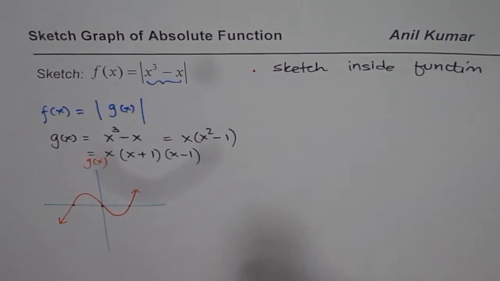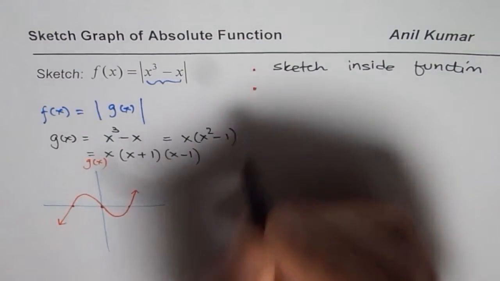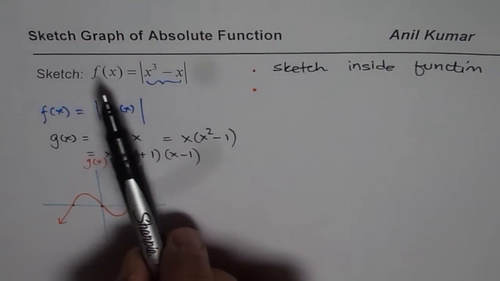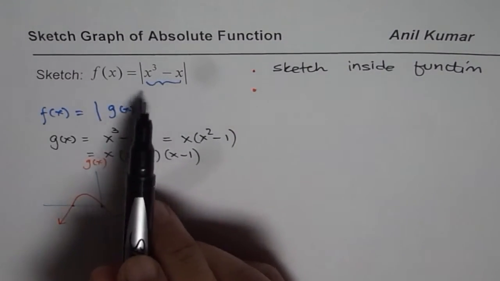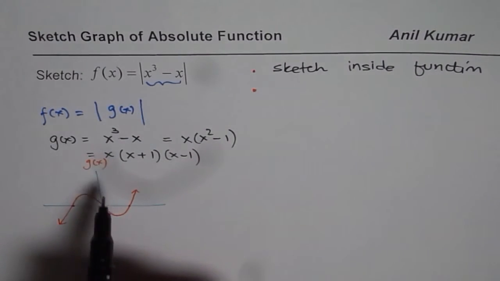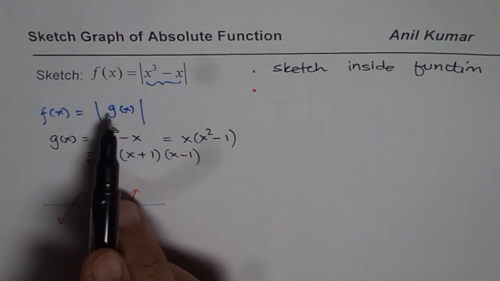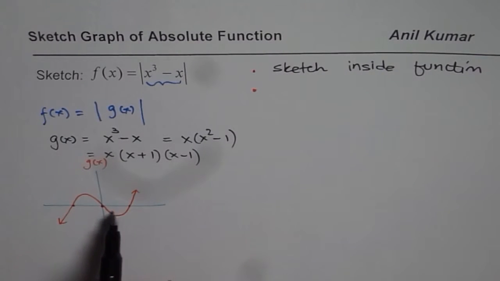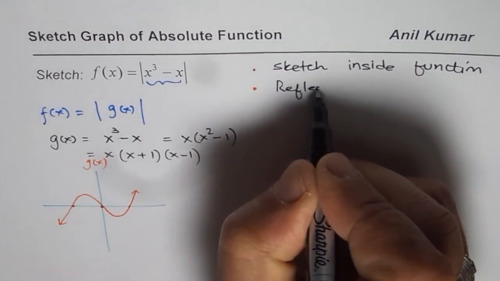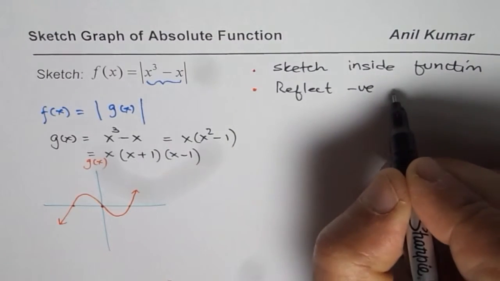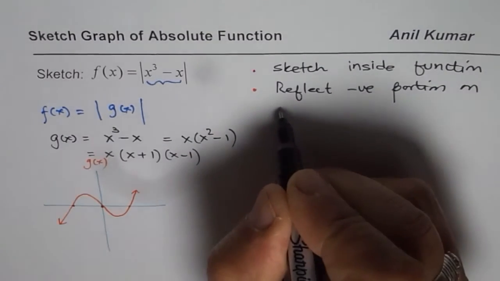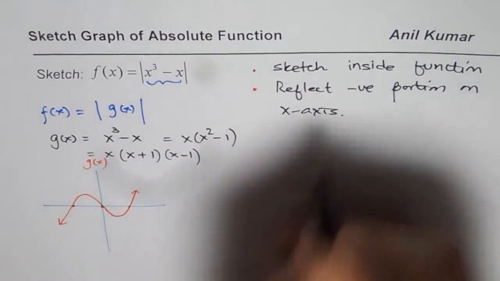So the first step is to sketch the inside function, and the second step is to sketch f of x. And how will you do that? Now we need to sketch the absolute value. Absolute value means that you are expecting a positive value, right? So wherever you see a negative portion, you reflect that on the x-axis. So we'll write here the second step as: reflect the negative portion on the x-axis.